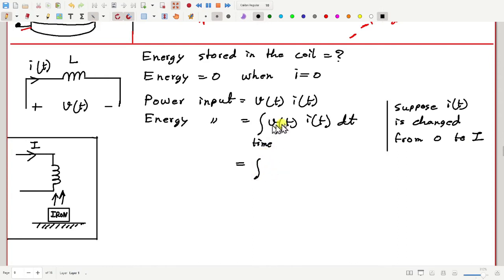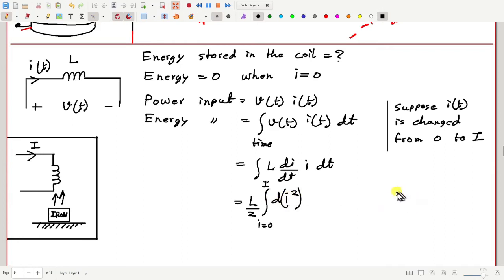So this will become the integration of V, which is nothing but L di/dt, multiplied by i into dt. Now L is constant, so you can write it outside, and the dt you can cancel, and you can write it as d of i square integrated over i equal to 0 to capital I, but divided by 2. Do you agree? Why is this so?